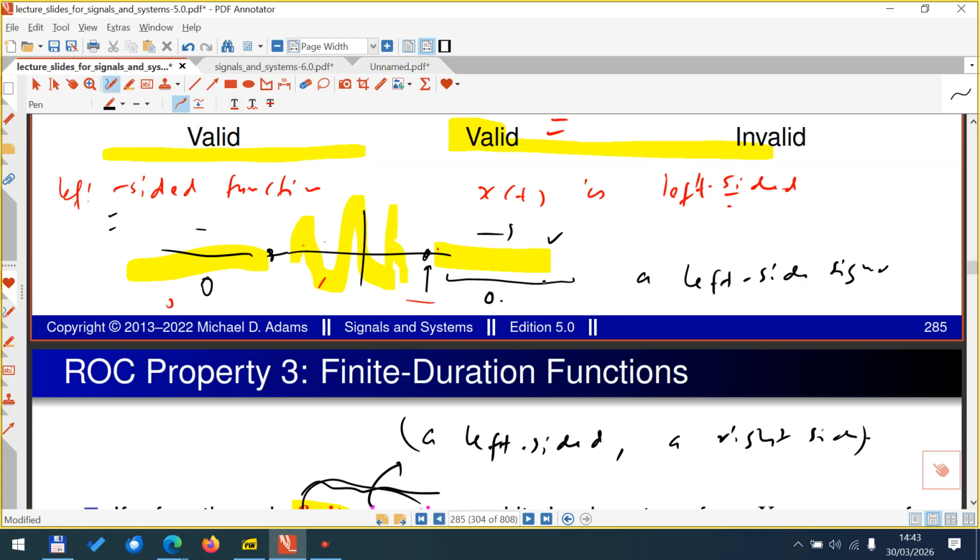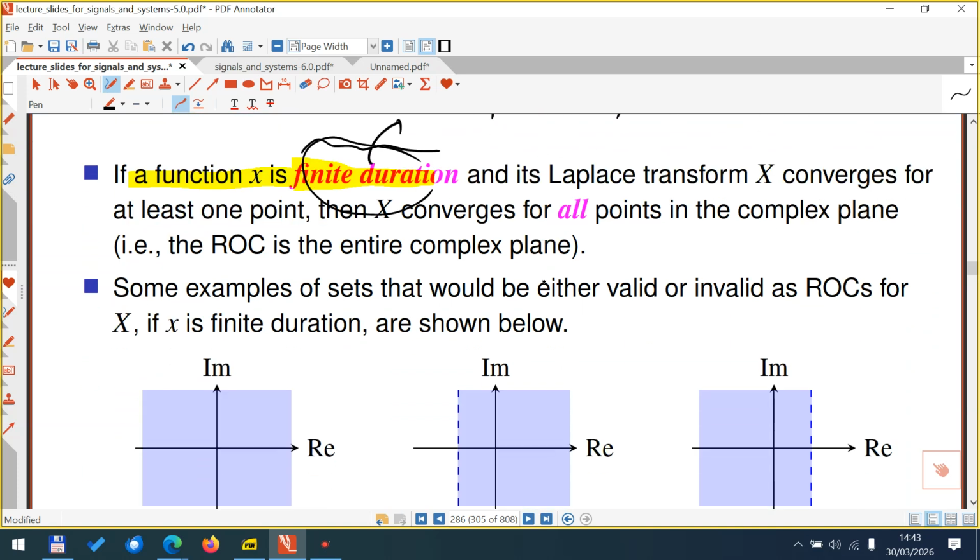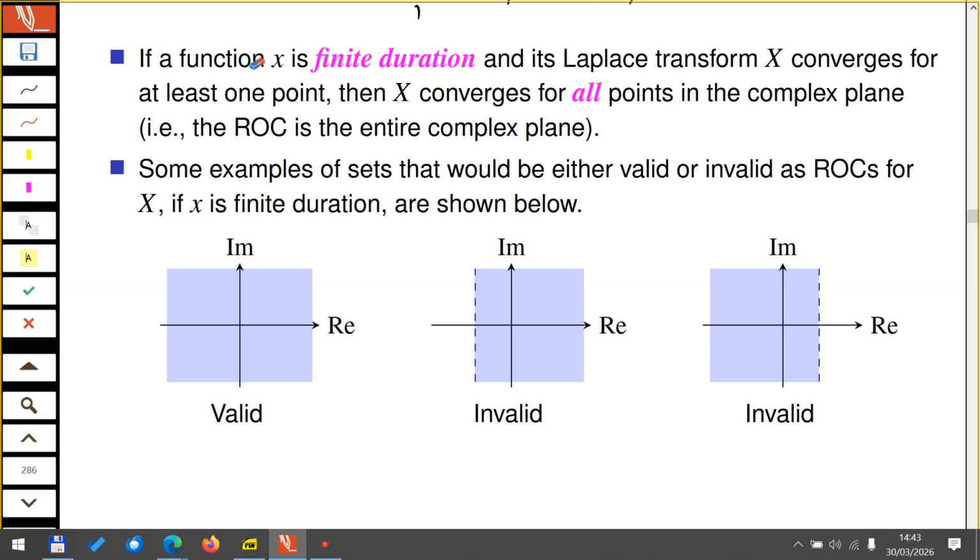So now let's get back. And now, if a function x, and by that we mean the signal in time domain, right? If it is a finite duration and its Laplace transform x converges for at least one point, if it turns out that it converges for one point, then it converges for all points in the complex plane. You can actually prove this very easily. And the reason you can prove this is that when a function is finite duration, you cannot have any issues of convergence, right? But why does he say this?